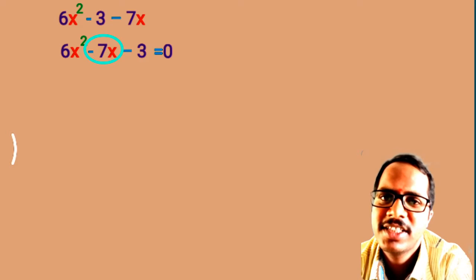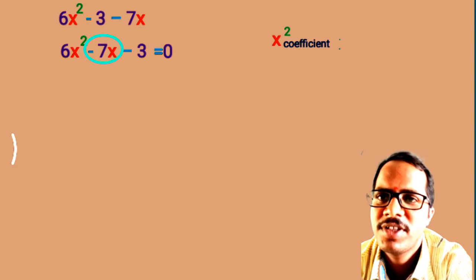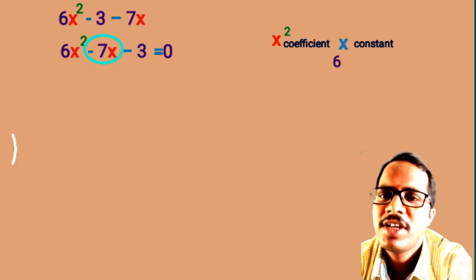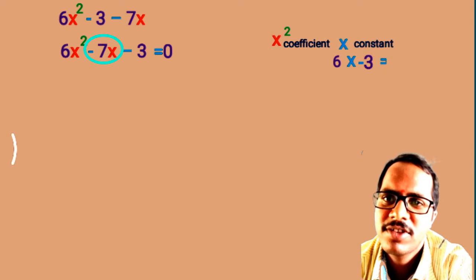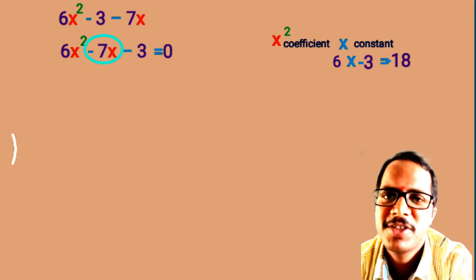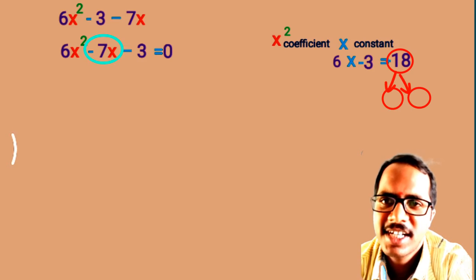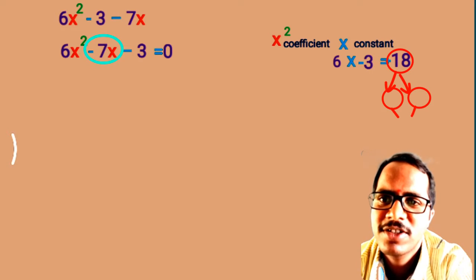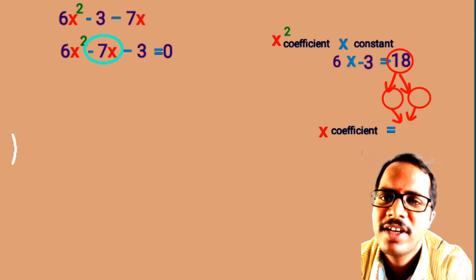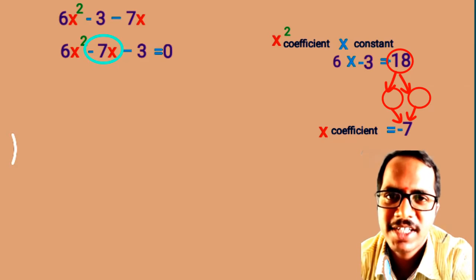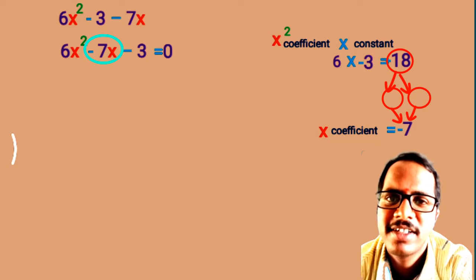To split the minus 7x, we need to take a pair of suitable factors for the product of the x square coefficient and the constant. Here the x square coefficient is 6 and the constant is minus 3, and their product is equal to minus 18. Now we need to think of a suitable pair of factors for minus 18 such that the sum of those two factors is equal to the x coefficient. In this case, the x coefficient is minus 7. So think of the suitable pair of factors for minus 18 which, when we add them, give the x coefficient, that is minus 7.